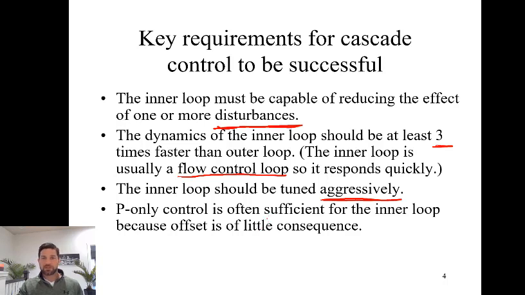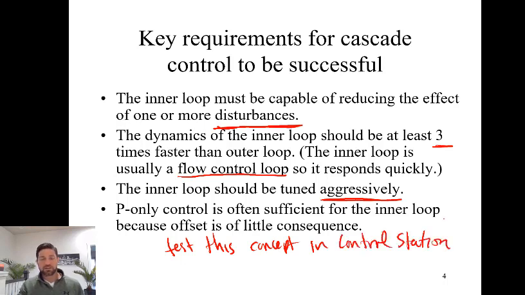The outer loop is going to do the work in eliminating the offset. So by having P-only control, we can have a faster response, and we don't need to worry about offset because the outer loop is going to take care of the offset for us. This seems a little bit counterintuitive, but you have access to Control Station Loop Pro, so you can test this concept in Control Station.